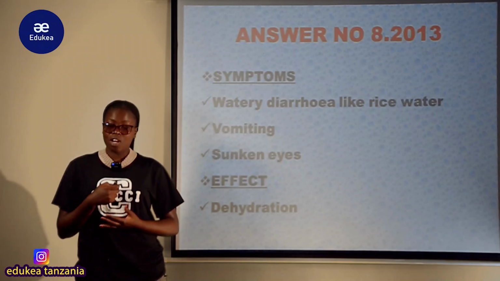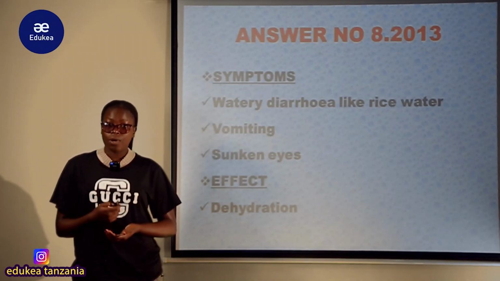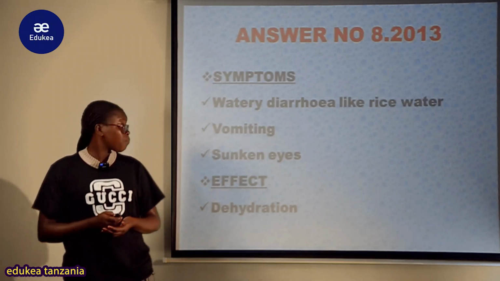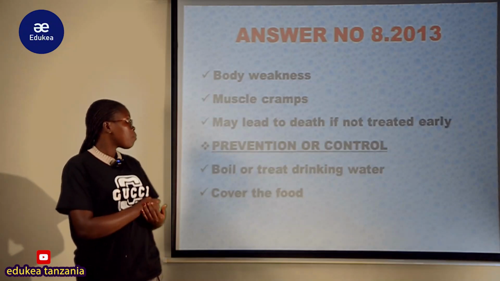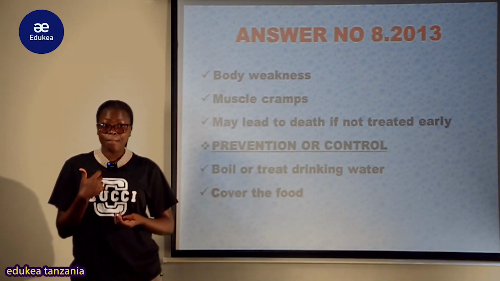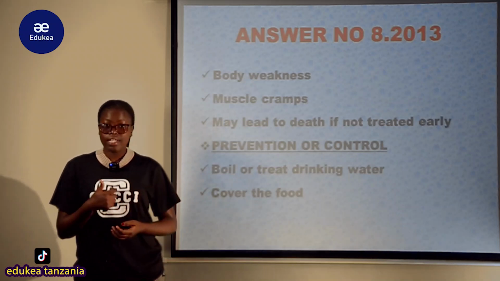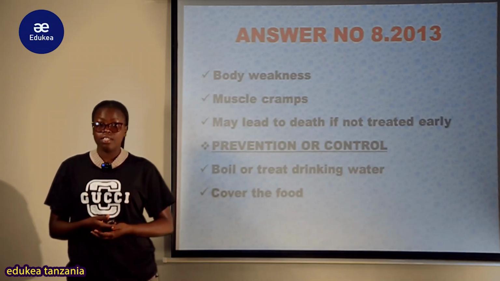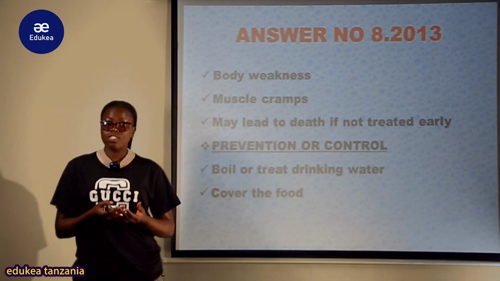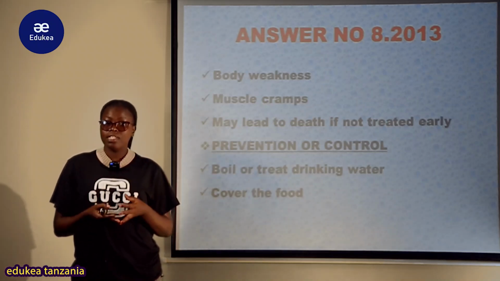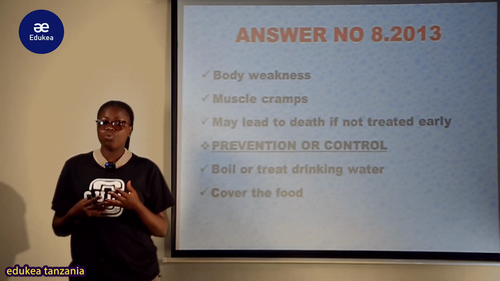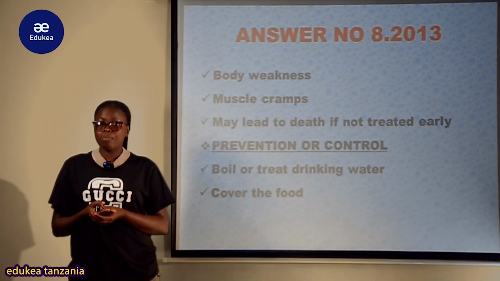Kwa hiyo wengi unakuta anakuwa anakosa nguvu na vile anakosa maji, kwa hivyo anakuwa anaongezwa maji. So vile kuna body weakness, kuna kuwepo na muscle cramp, misuli kubana, vile may lead to death if not treated early. Cholera can kill. It's one of the epidemic disease which tend to be widespread in a very short period of time and tend to affect a large number of people.